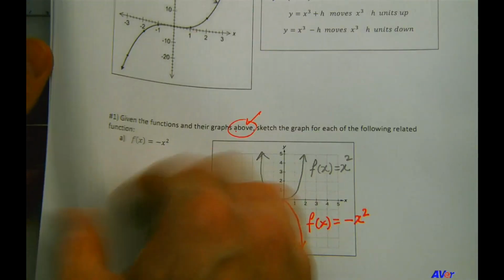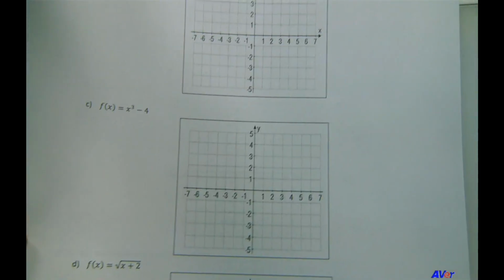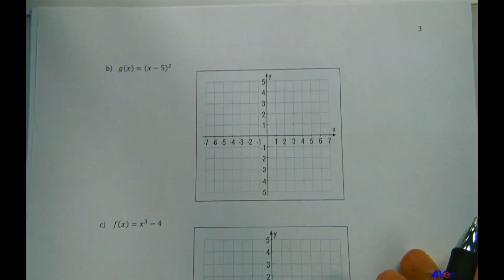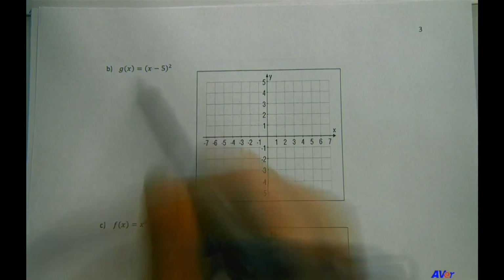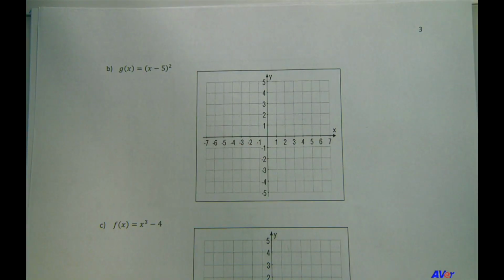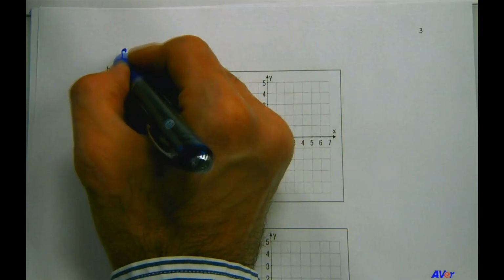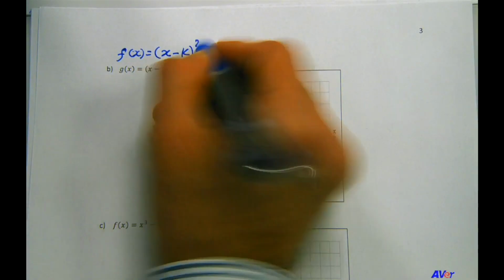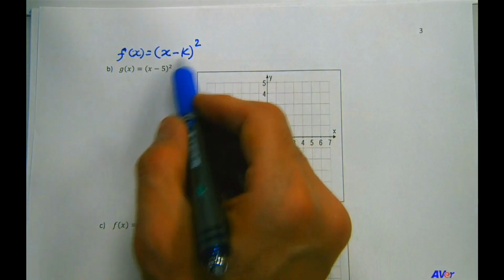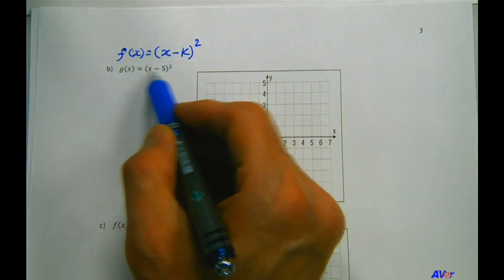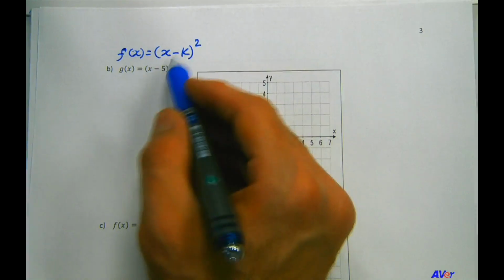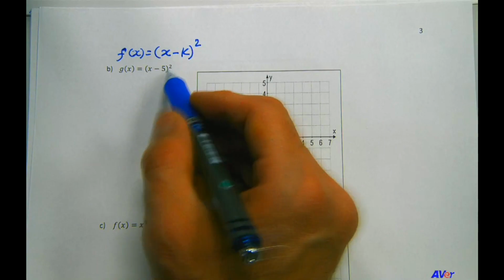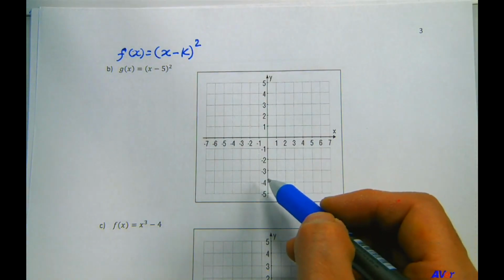In the next example, we have another quadratic function. Compare this with the original general function that we looked at, which was f of x equals x minus k squared. So this function stayed x minus something, so the k must have been positive 5, which indicates horizontal movement 5 units to the right.